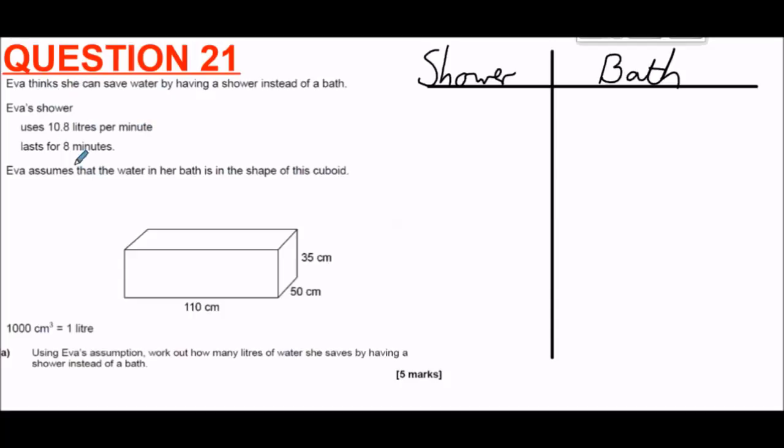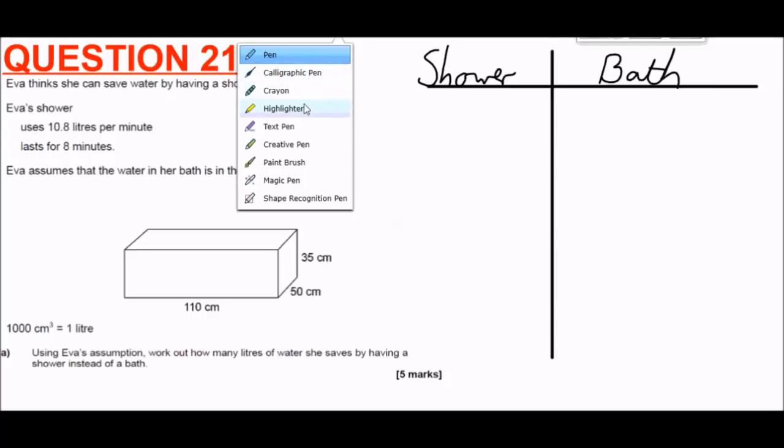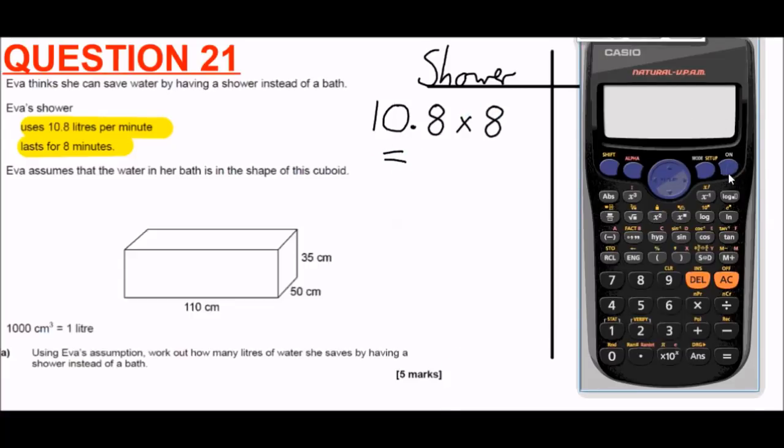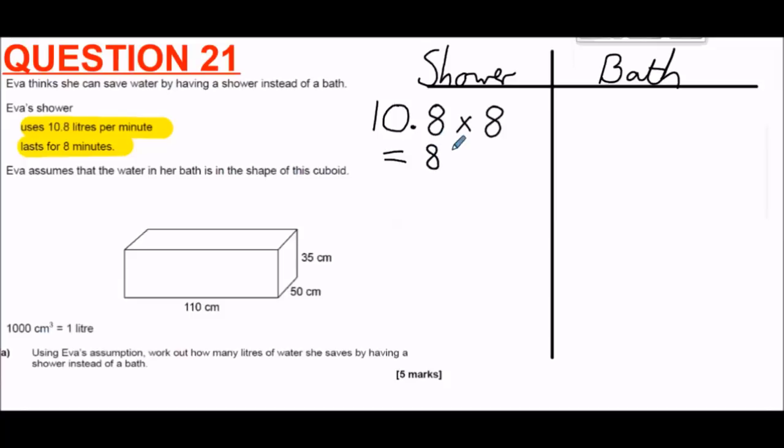So anyway, Eva's shower uses 10.8 litres per minute and it lasts for 8 minutes. So we can use that information to do a quick calculation. 10.8 litres per minute lasting for 8 minutes, we can work out the total amount of water she uses in the shower. So it would be 10.8 multiplied by 8. And what does that equal? Let's ask Mrs. Calculator. 10.8 multiplied by 8. 86.4 litres.